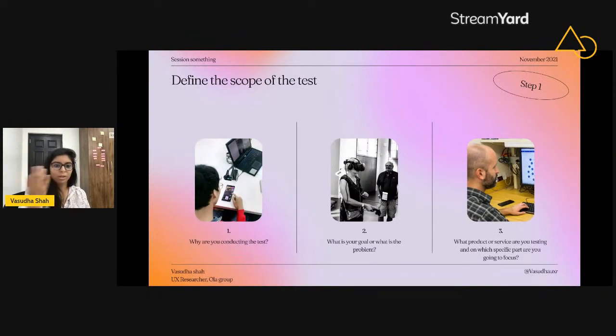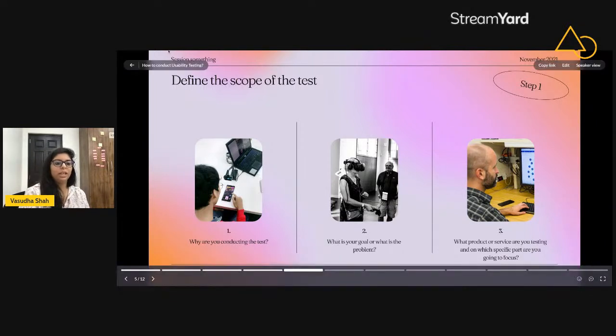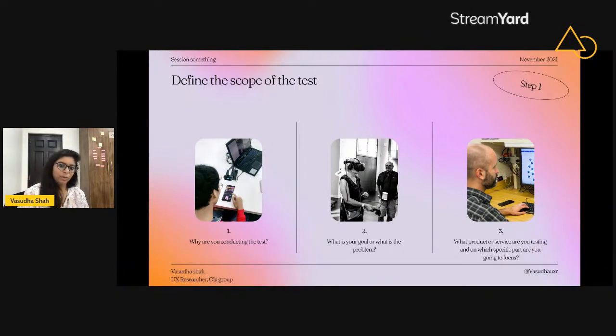Moving on, what's the scope of the test? That's step number one. So, first of all, we need to ask ourselves and our stakeholders and everybody else involved in the process, why are we really conducting the test?